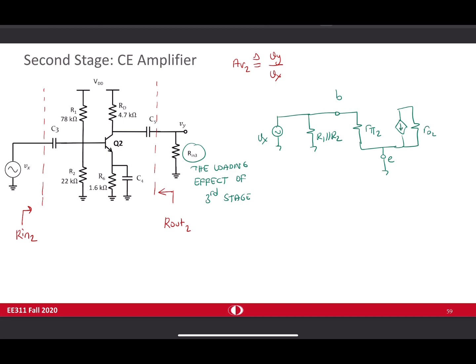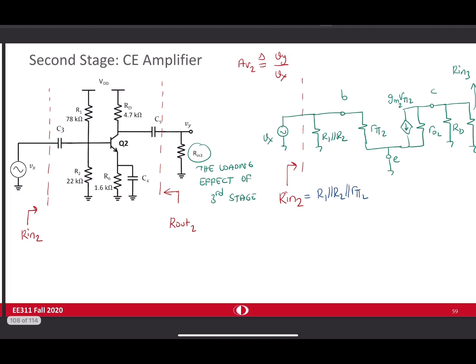RO2. Gm2 V pi 2. Collector RD and Rin3, sorry. Of course, Rin is this resistance, Rin2. And as you see, my initial guess was correct. This thing is equal to R1 in parallel with R2 in parallel with R pi 2.